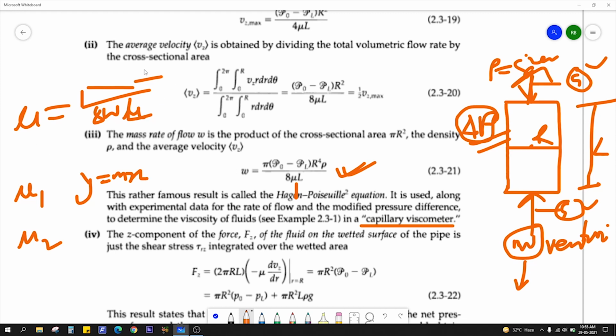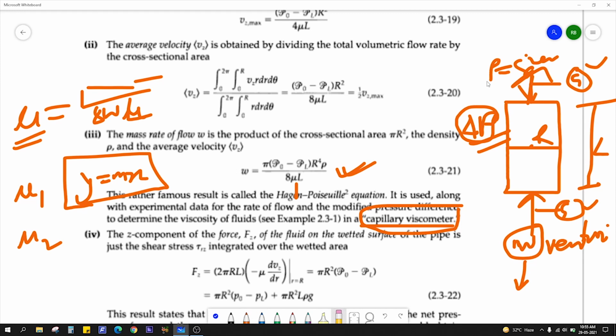You carry out this experiment for as many readings as possible, then do the regression to know how much error is there. Then you can find the viscosity. That is the purpose of a viscometer, especially a capillary viscometer. That's how you find the viscosity of fluids using the Hagen-Poiseuille equation. This was something I didn't mention earlier.